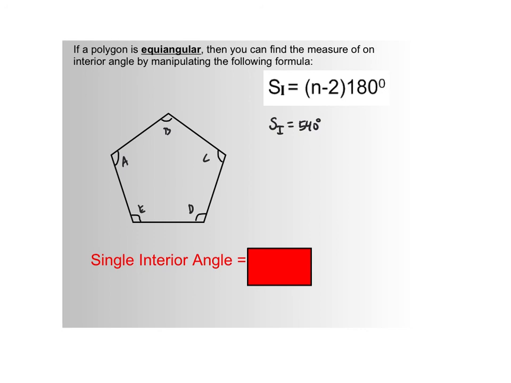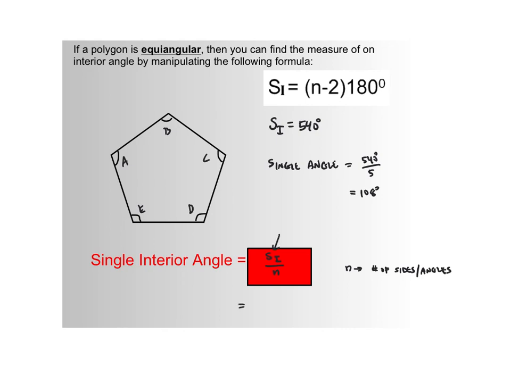Then to get a single interior angle, I could take that 540 and divide it by 5, which would be 108. Now, generally speaking, to find a single interior angle, I could take the sum of the interior angles and divide by the number of angles, or number of sides. So n would be the number of sides, or you could consider that the number of angles.